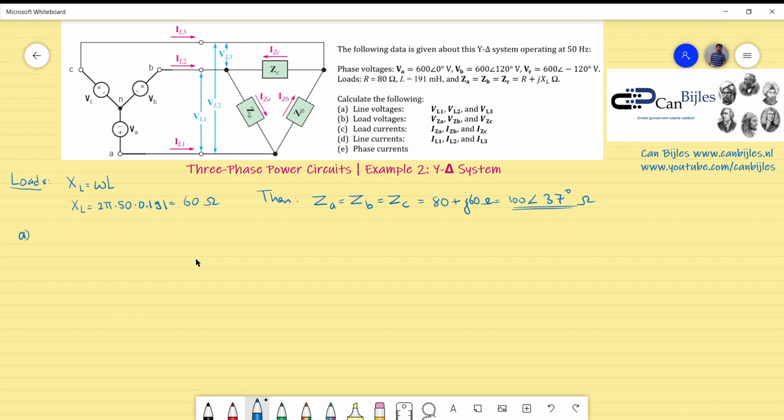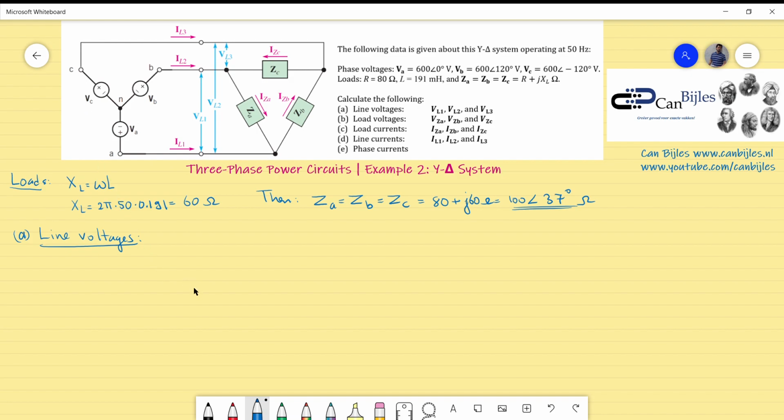So what do we have for question A? We have the line voltages. Okay, now we have to be very careful. The definition in this case for this circuit is that the line voltages will be calculated in a clockwise direction. So what I mean by that is the following. For VL1, I will use VB minus VA. So I will use first this node and then move in the clockwise direction to the following node. And for the other one, I will do the same. For example, for VL2, I will first use VA and then minus VC. So that's actually in the clockwise direction.